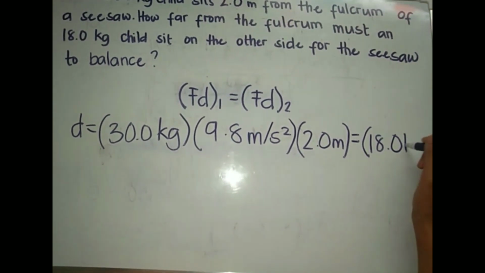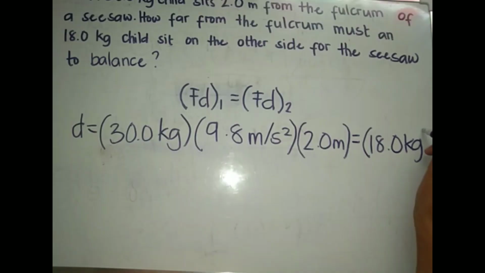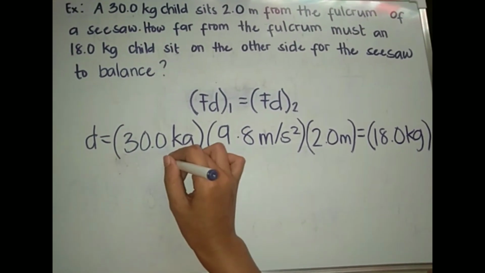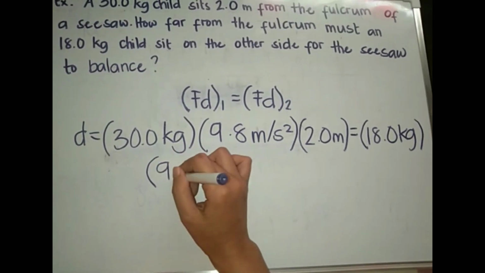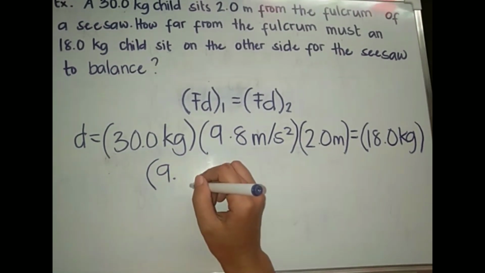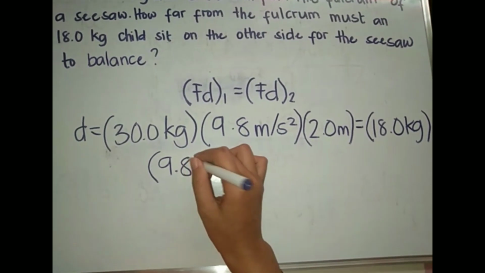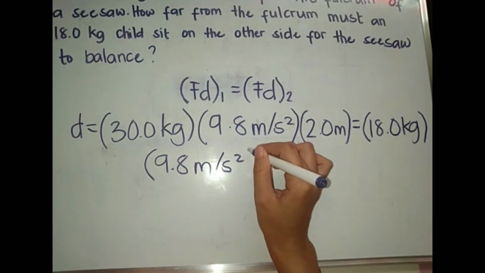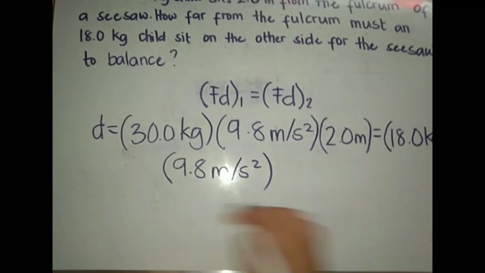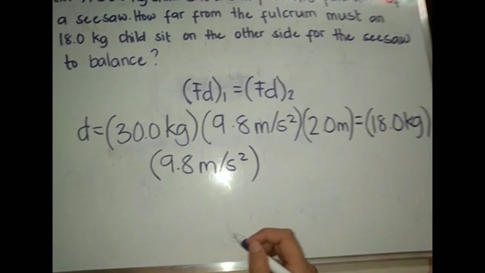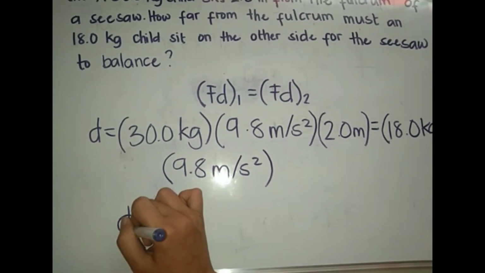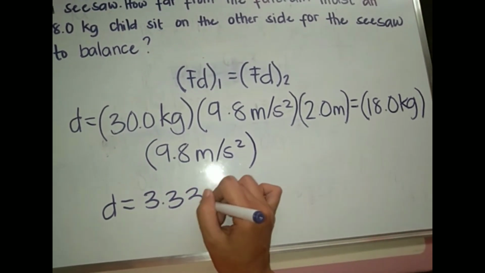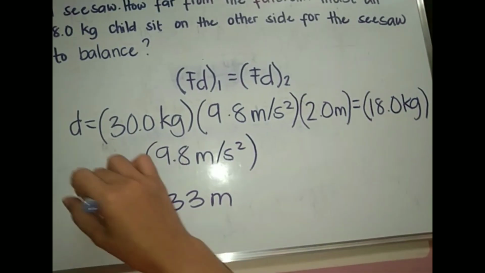18 kg. Then the sum, times 9.8 meters per second squared. So let's calculate this, and the answer is 3.33 meters.